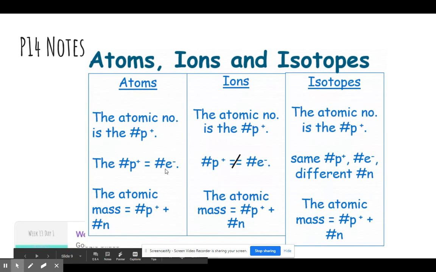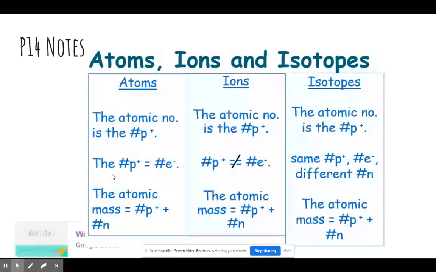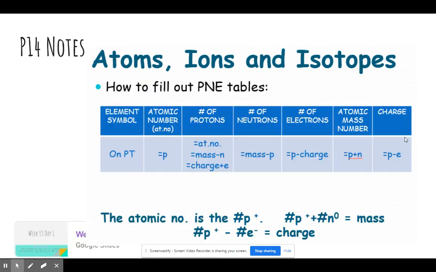Atoms, ions, isotopes. Notice that the only thing different is this middle row right here. I just need you to absorb that. Protons equals electrons, or protons don't equal electrons. That's atoms and ions. Different neutrons is isotopes, and we'll talk about that here in a minute.